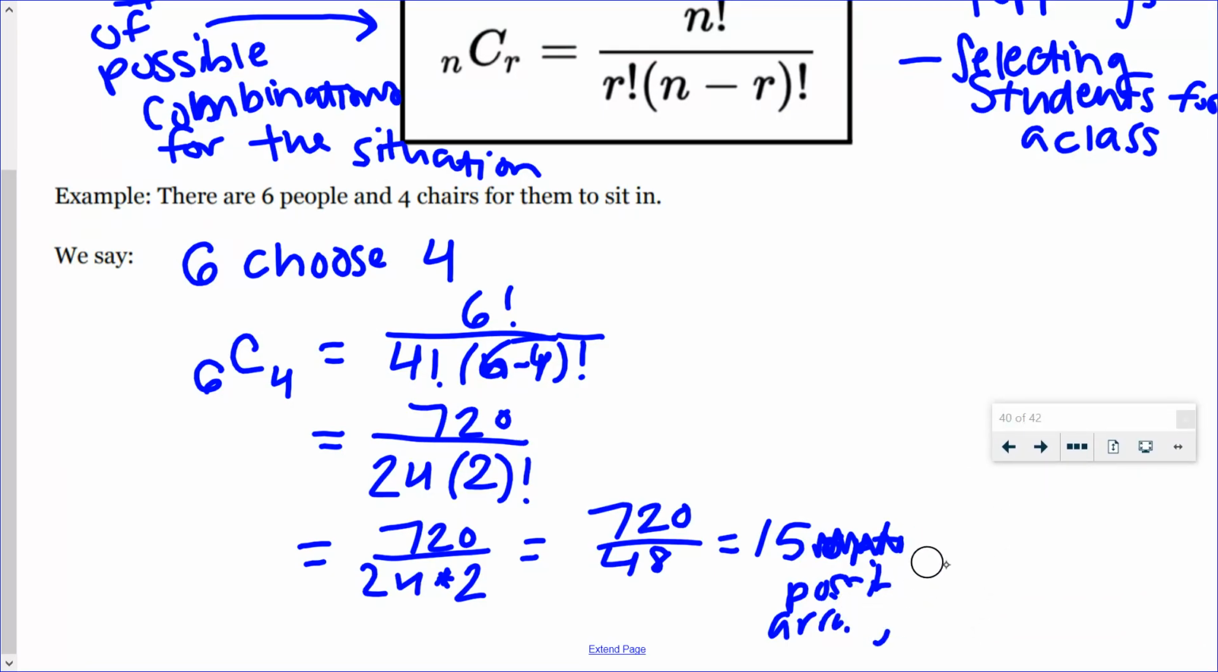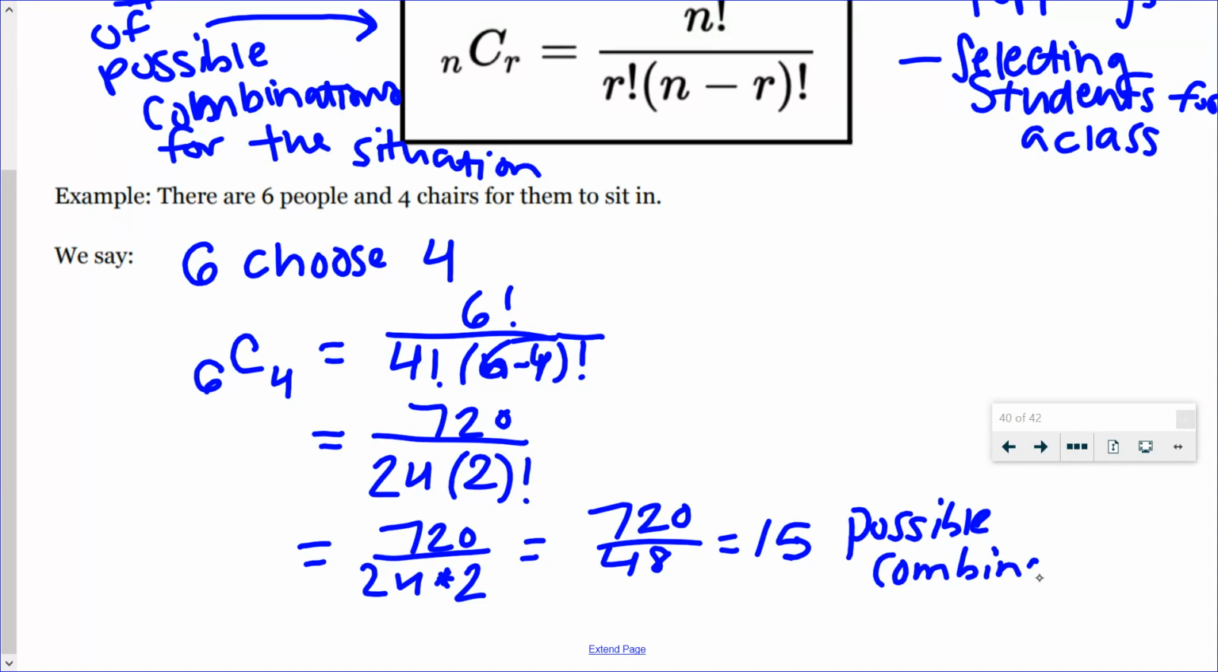I shouldn't say arrangements, possible combinations. 15 possible combinations. Okay.